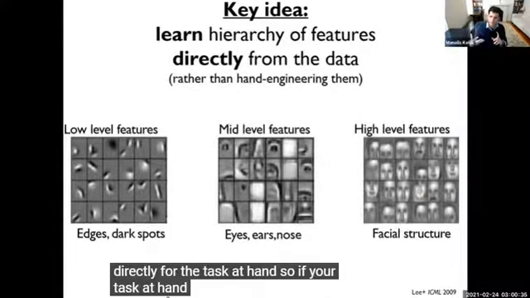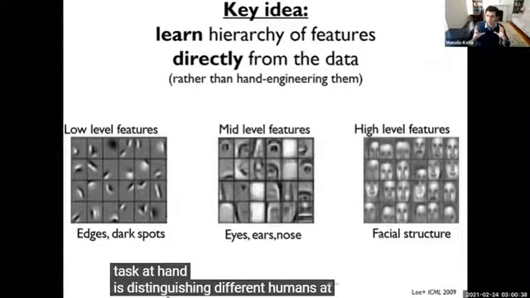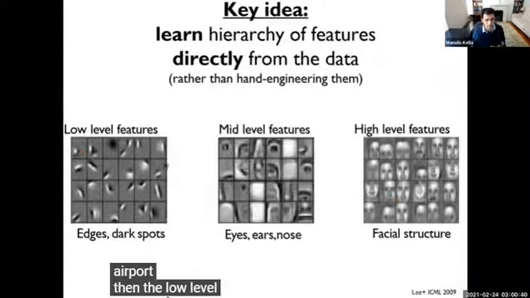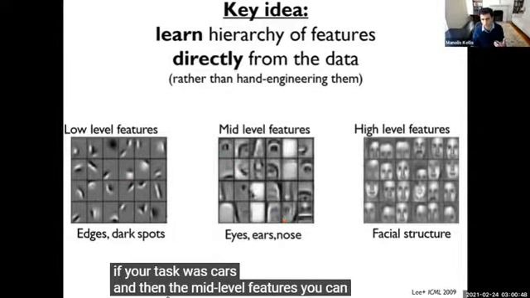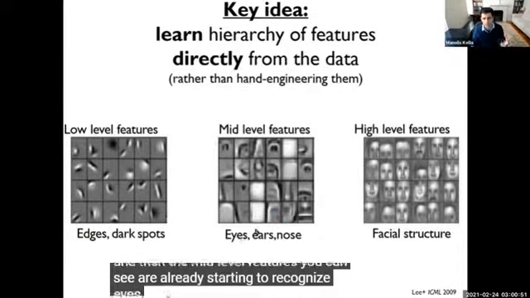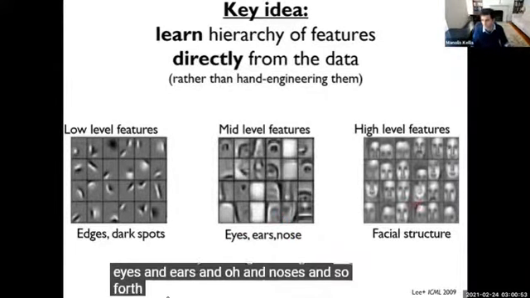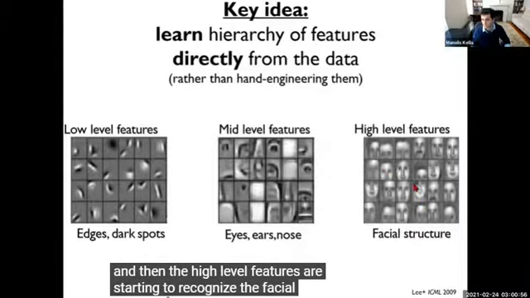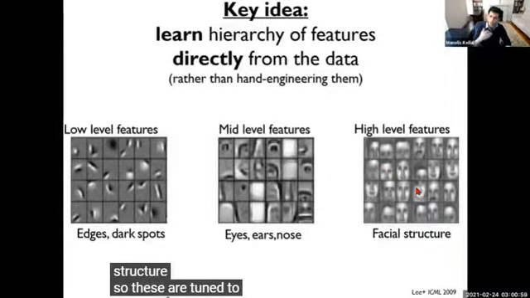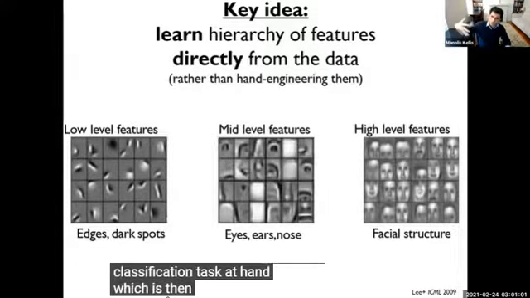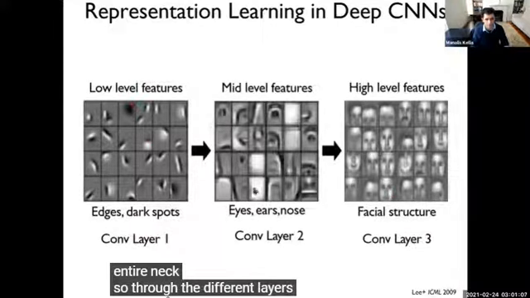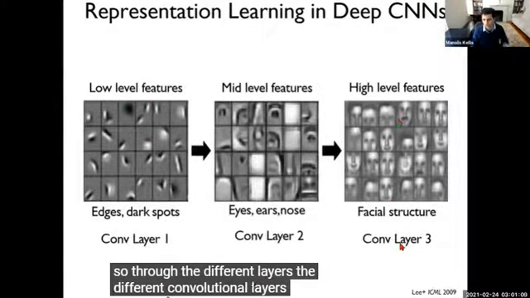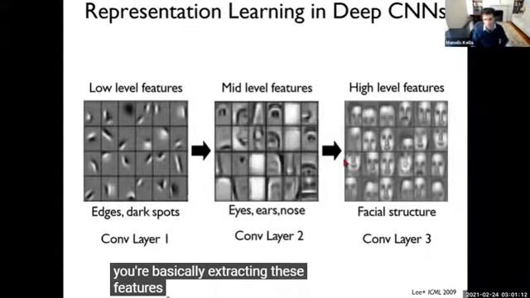So if your task at hand is distinguishing different humans at an airport, then the low-level features are going to be very different than if your task was architectural or if your task was cars. And then the mid-level features, you can see, are already starting to recognize eyes and ears and noses and so on and so forth. And then the high-level features are starting to recognize the facial structure. So these are tuned to the particular classification task at hand, which is then feeding back through the entire network. So through the different convolutional layers, you're basically extracting these features.